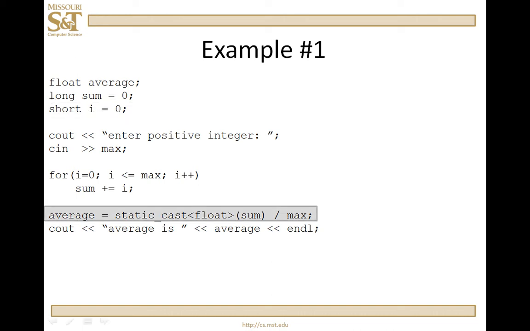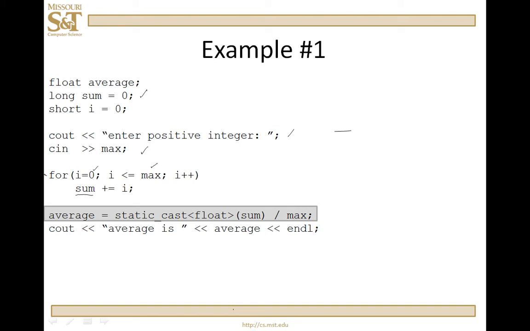Okay, so I prompt for a positive integer, and I read in what that max is, jump into a for loop, and notice that this for loop has one simple statement, sum plus equal I. I'm using sum as what we call an accumulator. I'm accumulating a value. Now, if you'll notice, I initialize sum to 0. So sum begins as 0, and I'm going to add into it the value of I, as I is increased from 0 up to max.